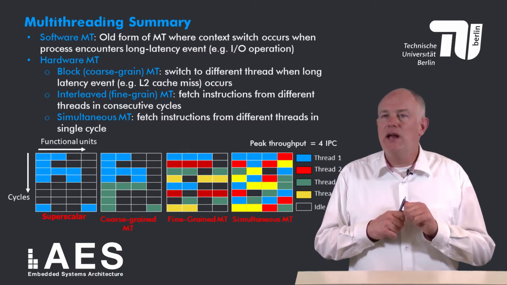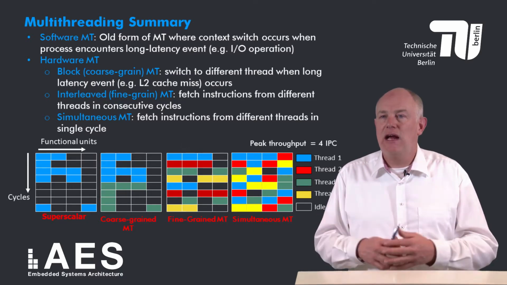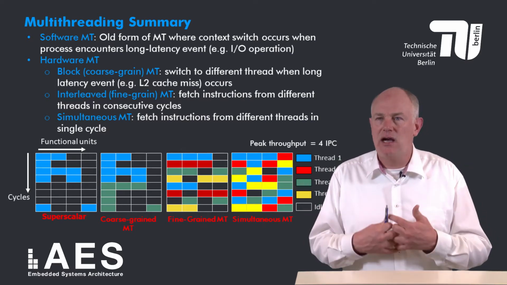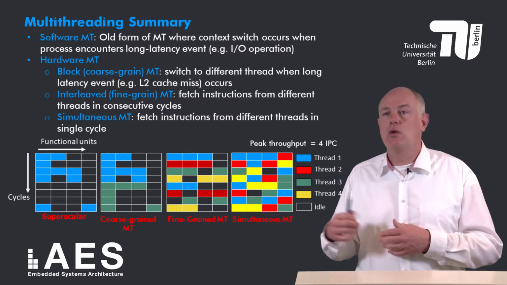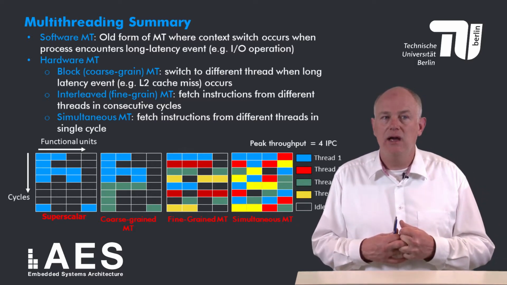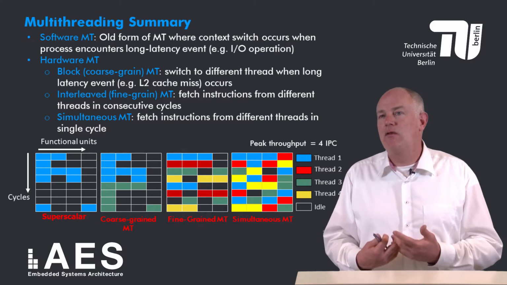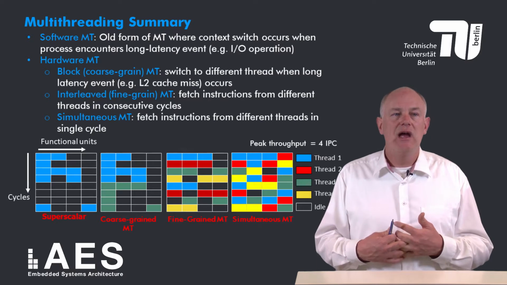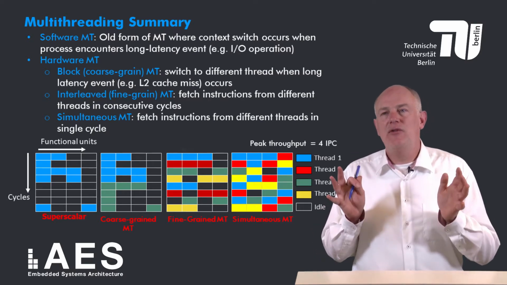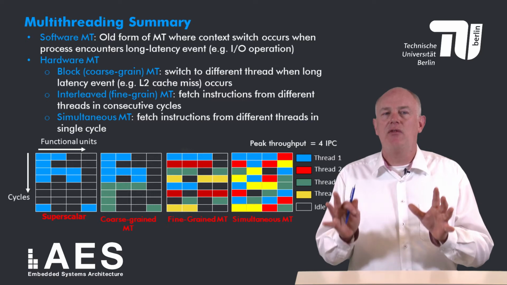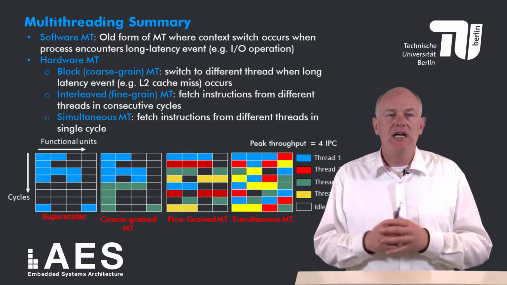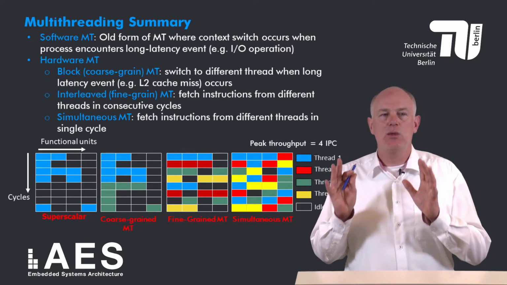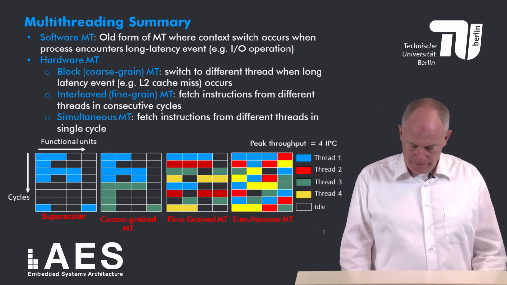Fine grain multithreading, where instructions from a different thread are fetched and issued every cycle. For that reason, I also call it cycle by cycle interleaving. And the most advanced form of hardware multithreading, simultaneous multithreading, where we issue from different threads in every cycle to get rid of the vertical waste as well as the horizontal waste.